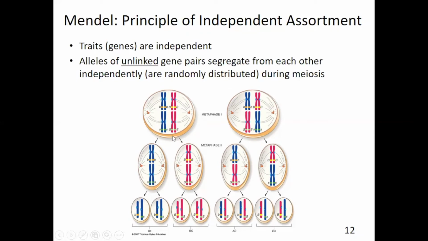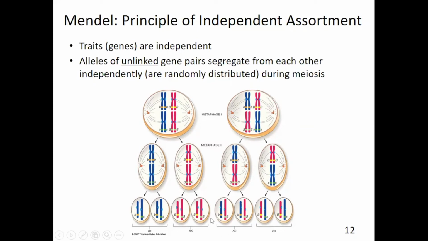Here is a second set of homologous chromosomes that have a different gene called gene S. And again, we see the blue sister chromatids happen to have the recessive lowercase s allele, and the red sister chromatids have the uppercase S allele. The way these sister chromatids and homologous chromosomes separate from one another is random.